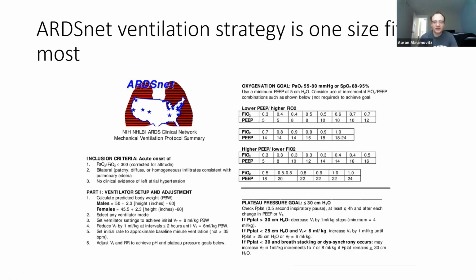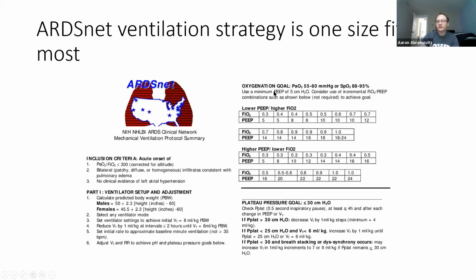So ARDSnet ventilation, which I'll get into more in the ARDS portion of this talk, really fits most patients with ARDS pretty well. What it involves is a sliding scale of PEEP and FiO2. So when you're starting at a higher PEEP and a higher FiO2, it gives the respiratory therapist guidance for increasing or weaning. And you notice the oxygenation goal for ARDS, PaO2 55 to 80, or SpO2 88 to 95.